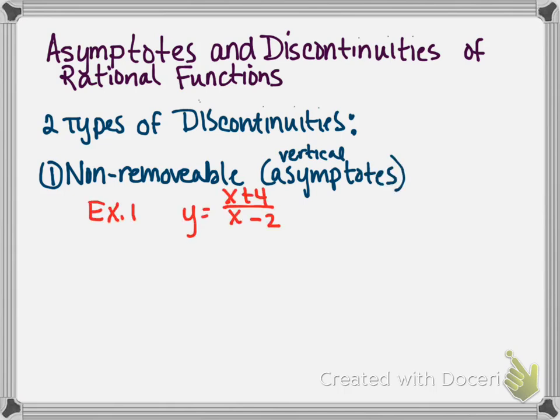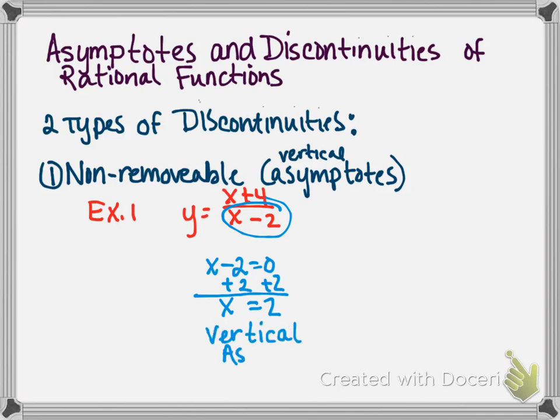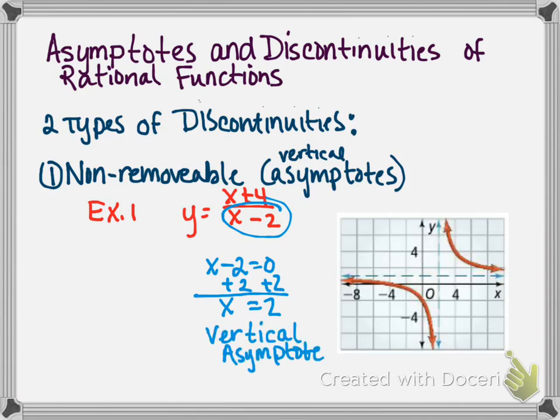For example, if y equals x plus 4 over x minus 2, let's set the denominator equal to 0 and solve for x. We get x equals 2. This is a vertical asymptote. So if we look at the graph, we see this graph of a reciprocal function with an asymptote at x equals 2. So we need to lift our pen or pencil when we're drawing this graph. This is a discontinuous graph at x equals 2.